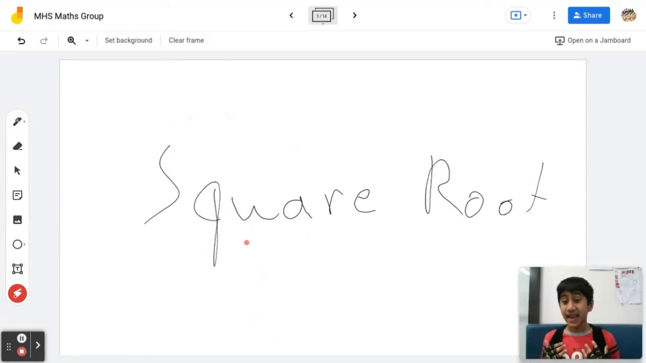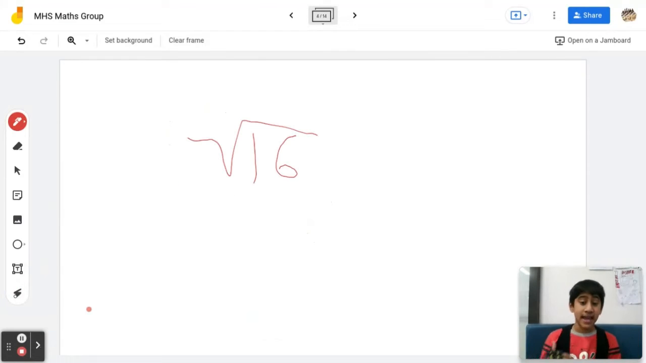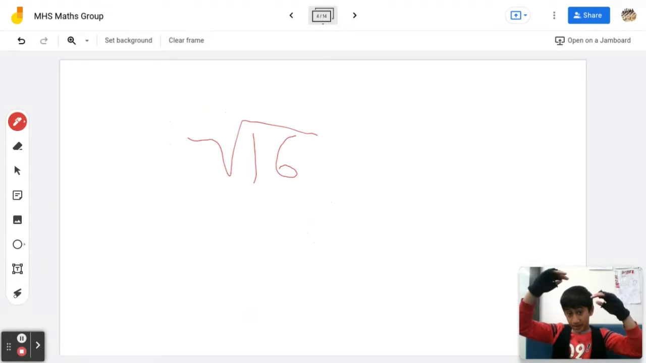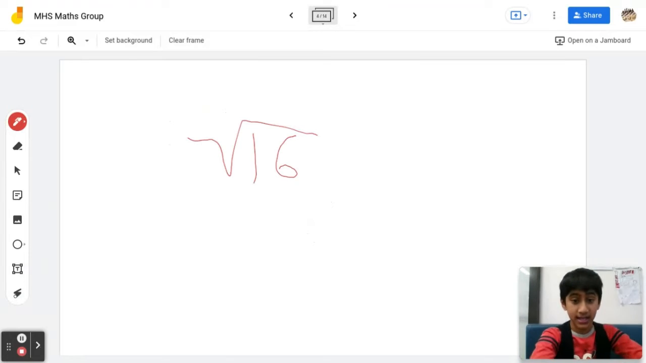Okay, so that's the sign. But how do we find the radical of a number, or the square root of a number? Let's find out. I pick a random number, 16, and I put the square root symbol on top of it, and that's what the problem looks like. Now we need to find the square root of 16. How do we find this out?